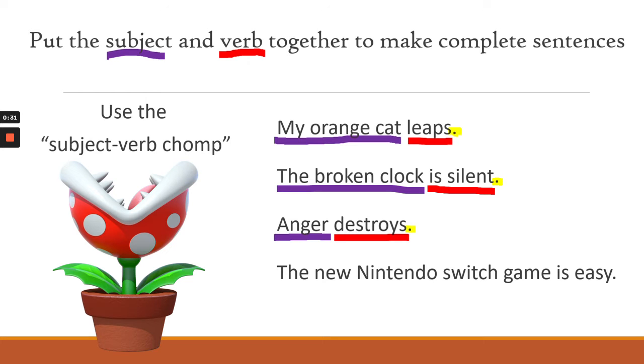And then we talked about the subject verb chomp. And I want to remind you that the subject verb chomp means I've got a subject, I've got a verb, and I have punctuation at the end. I still have some students who are turning in their sentences without any punctuation. Remember, that's one of the first things that you learned as a writer. Please don't turn in sentences that don't have punctuation.